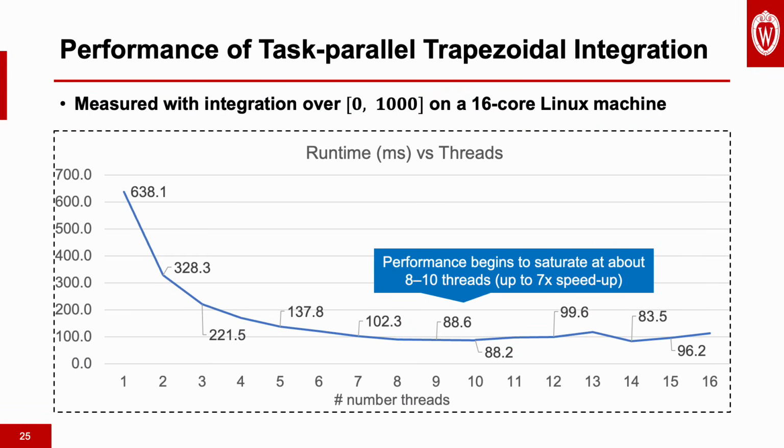This slide shows the performance of the task parallel trapezoidal integration, where we run over the range from 0 to 1000 on a 16-core Linux machine. In general, the runtime decreases as we increase the number of threads. For example, by using 10 threads, we are able to achieve 7x speedup. The performance saturates at about 8 to 10 threads.